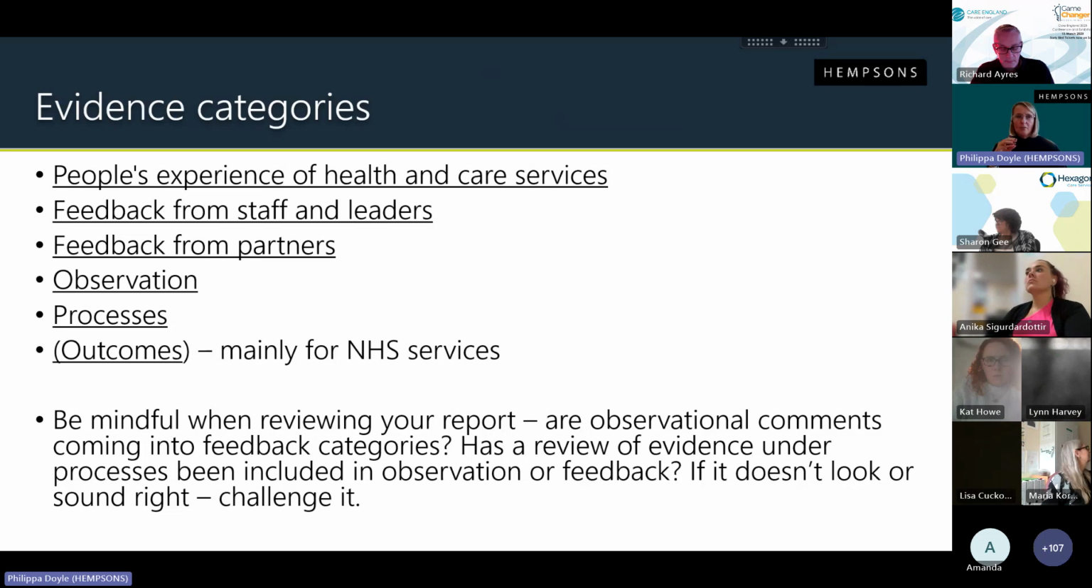Have you got comments about observation that have slipped into a feedback category? Has a review of evidence under processes ended up being included in observation or feedback? If it doesn't look right, if it doesn't sound right, then challenge it. Because if little bits and pieces of things can be moved around, as I say, it's a very computer-driven process. If those howevers and those negative comments come out of observation and go into processes, it might change the scoring round completely and adjust your overall rating in that category. So it's absolutely, as I say, really important to go through it with a fine-tooth comb and challenge if it doesn't look or sound right.